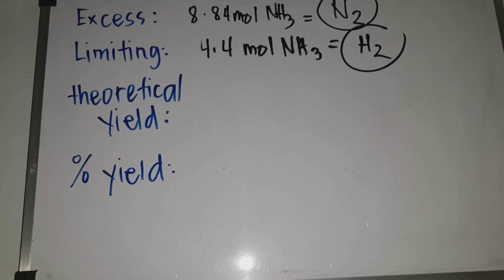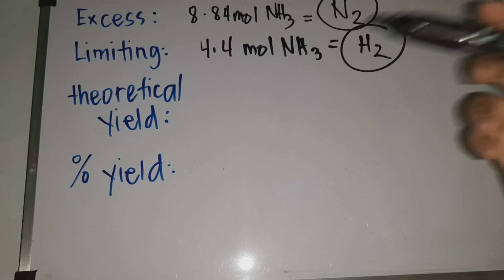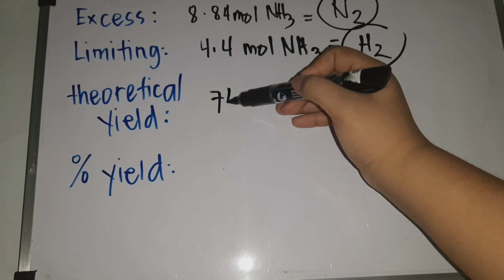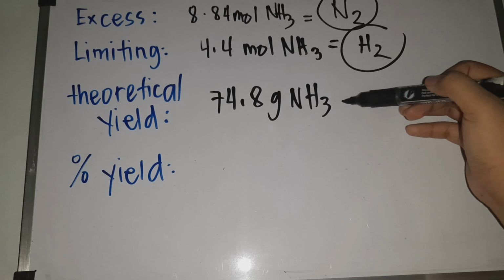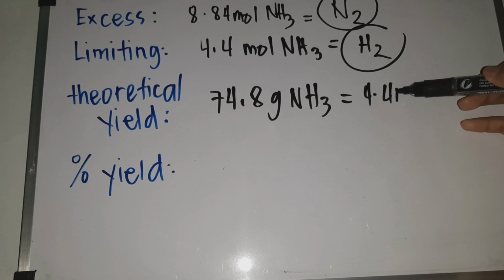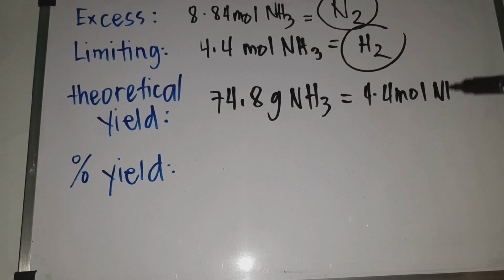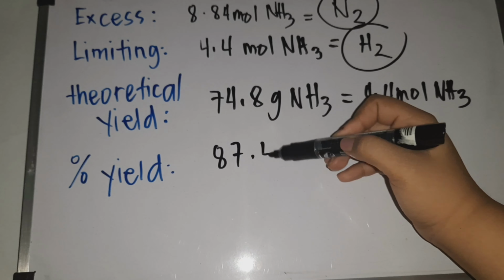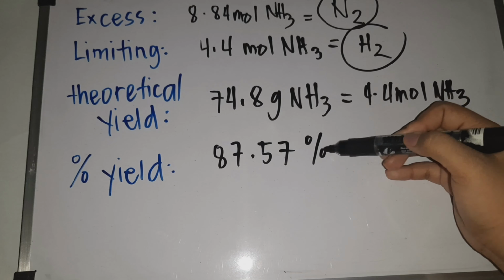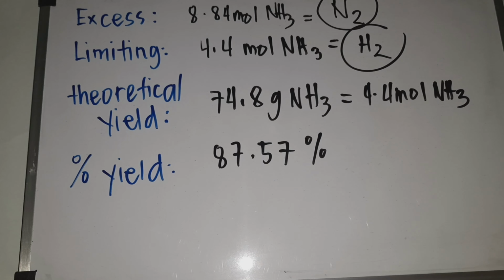If we convert the theoretical yield, we have 74.8 grams of NH3, and that is equal to 4.4 mole of NH3. Therefore, using the theoretical and actual yield, we can have the percentage yield, which is 87.57%. So now we answered problem number 1.